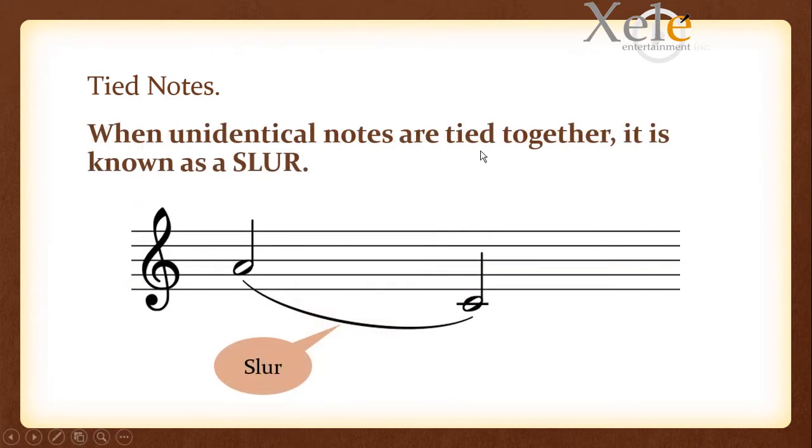When unidentical notes are tied together, it is not a tie anymore, but it's actually known as a slur. So here you see that I have a note A here, and here I have another one, middle C. Now you see that there's a curved line joining notes A to middle C. That curved line is not a tie anymore, it's now known as a slur. So it's important that we're able to identify the difference between tied notes and slurred notes.